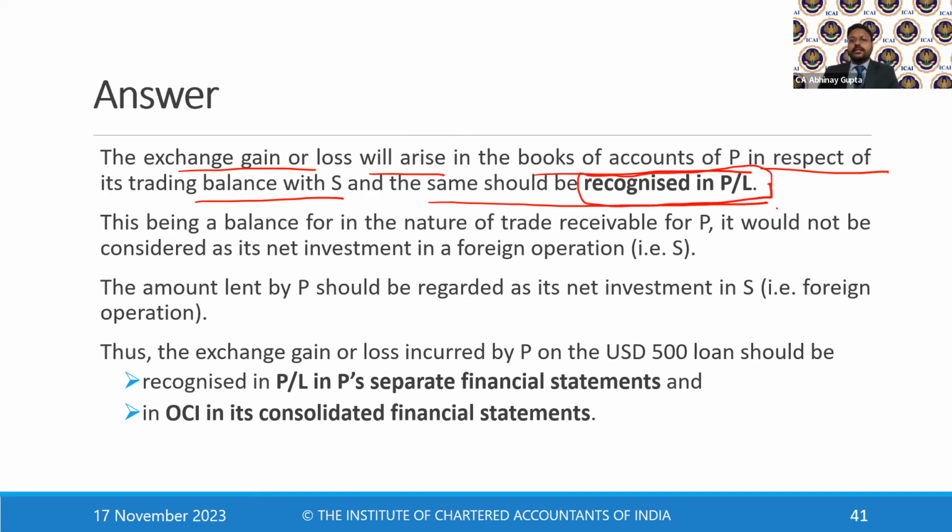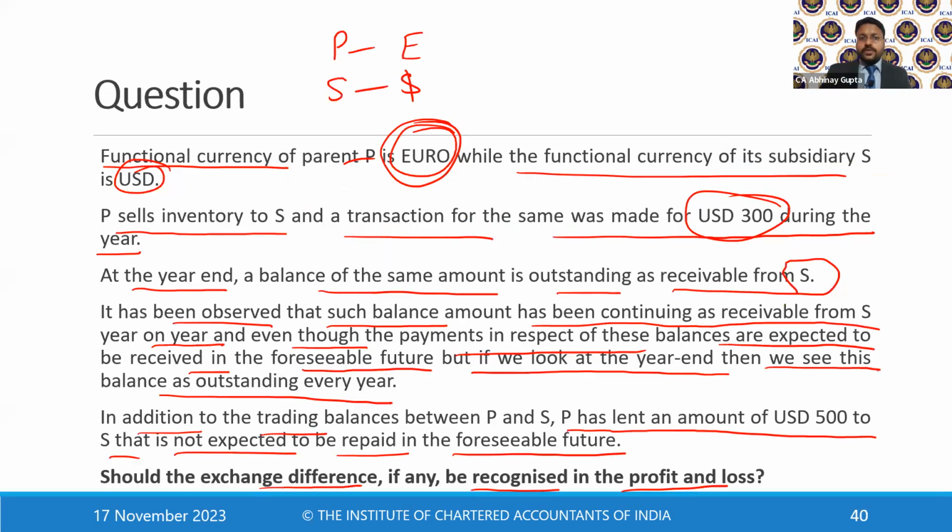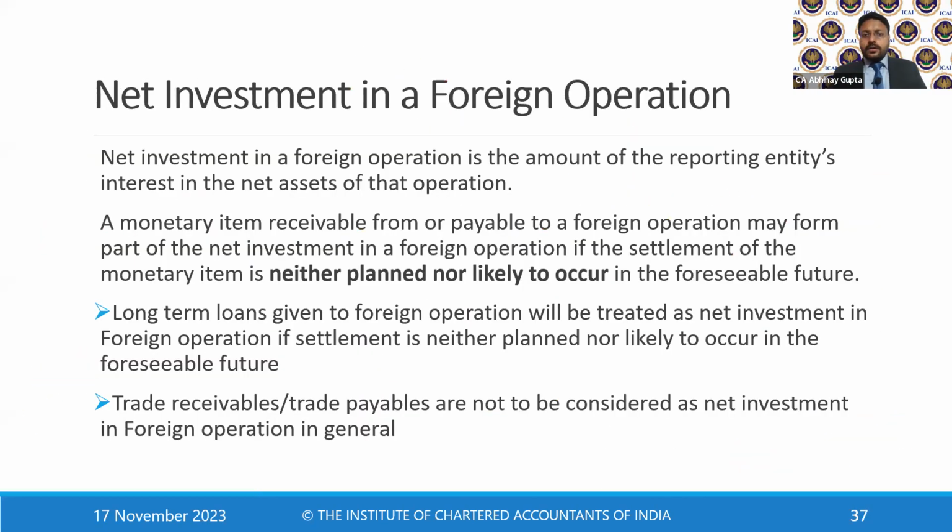That is the set rule that in the standalone financial statement, whenever there is a foreign exchange gain or loss, that will go to the P&L. Now, this being the balance in the nature of a trade receivable for P, it would not be considered as net investment in the foreign operation because this is a trading balance, right? This is not the balance which is neither planned nor likely to occur.